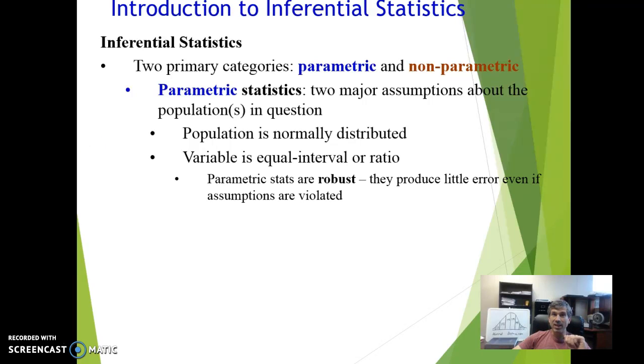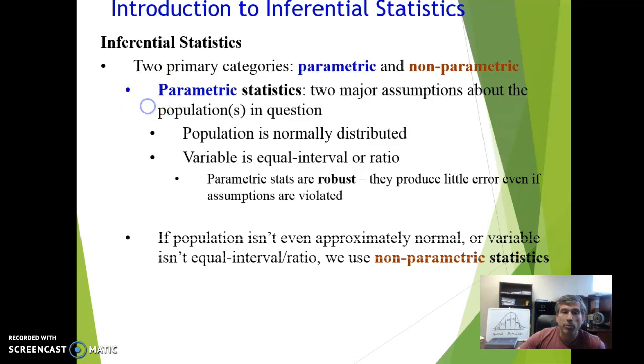Even when we can't guarantee we have a true interval variable or that we definitely have a normal distribution, parametric statistics are still useful. They are what are called robust statistics, which means that they tend to be fairly accurate even if those assumptions aren't necessarily true. So they hold up pretty well even when those assumptions aren't accurate. Now, there are some fringe cases where you might be dealing with a population of scores that isn't even close to normal.